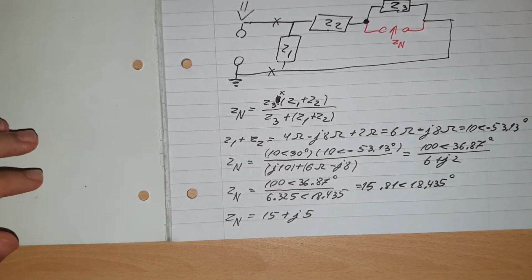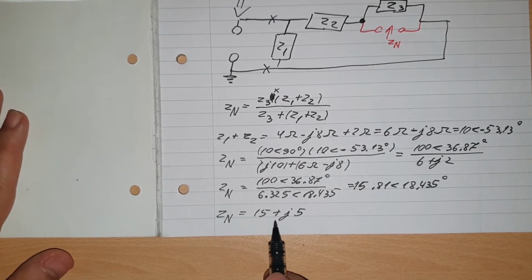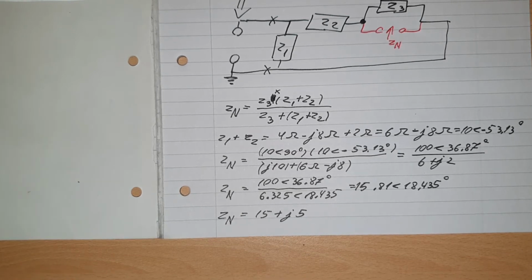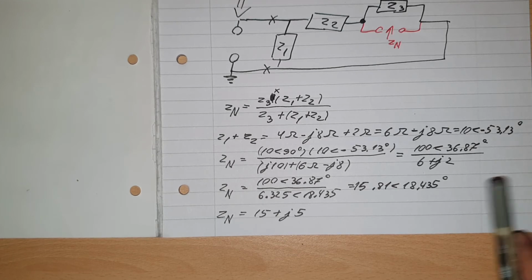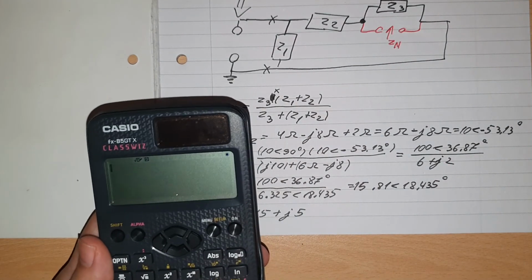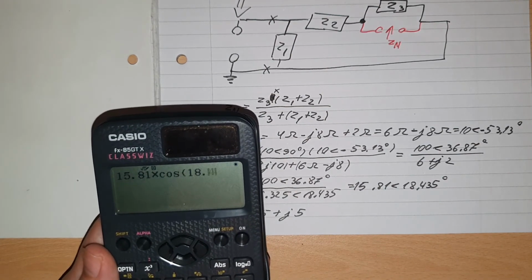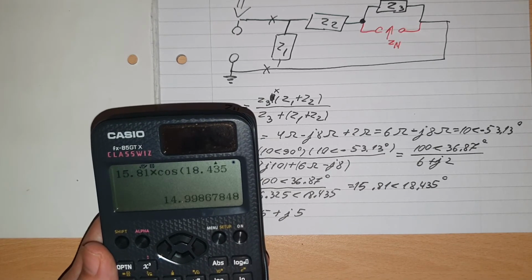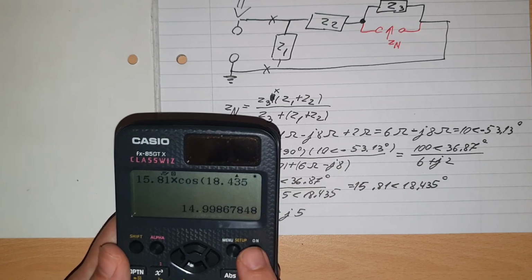Alright, funny enough, it's the same as the previous exercise, but instead of minus j5, this is plus j5. Oh no, wait, is it 15? Actually, let me check. It's very accurate if you understand what I'm saying. Let's see here. So 15.81 multiplied by the cosine of 18.435. Yeah, it is 14.99867. So I guess I can just put 15.